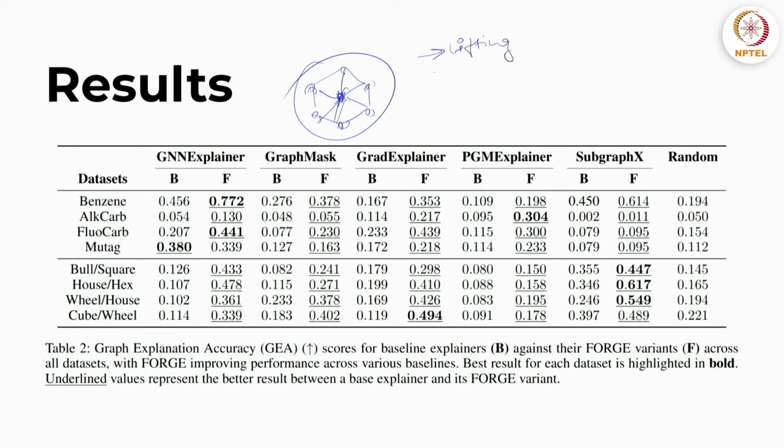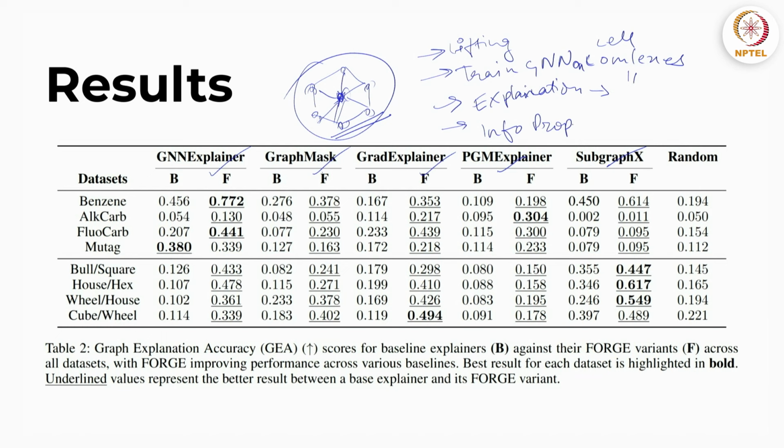So as Sriram said, we first do lifting, then we train the GNN on complexes, on this complex that we create, on cell complexes. Then we get any underlying explainer. So we have some explainers present here. We get the explanation on the cell complex, right? And then we finally perform info prop, which maps this explanation from the cell complexes back to the underlying graph. That's Forge in a nutshell.